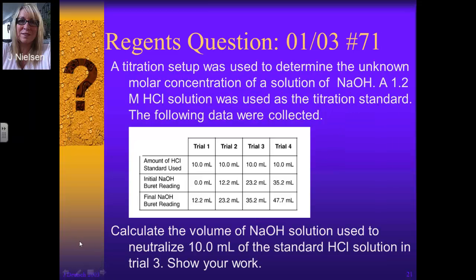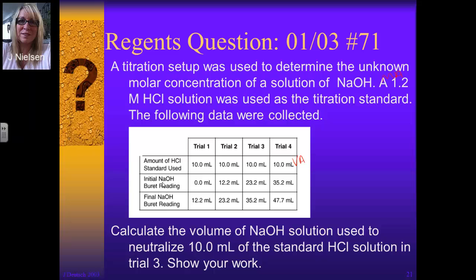A titration setup was used to determine the unknown molar concentration of a solution of NaOH. A 1.2 molar HCl solution was used. So right away I know that this is my MA. The following data was collected. So for all trials we use 10 mL. So there's my VA. I know that we use 10 mL for all trials.